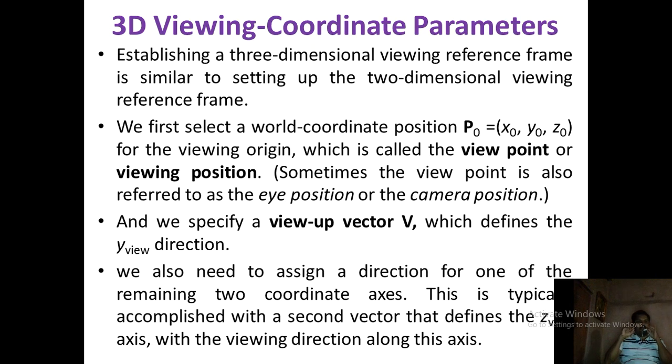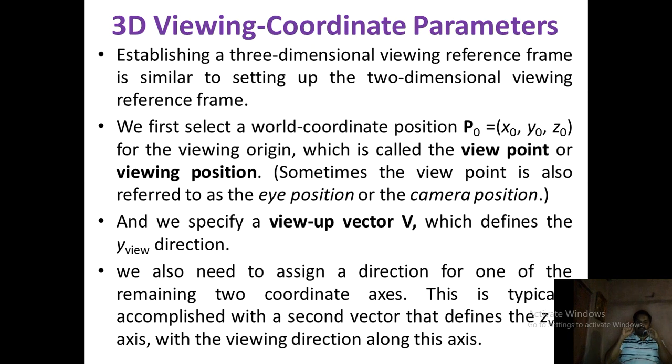Then we specify the view up vector V, which defines the Y view direction. View up vector means the orientation of our camera. The view up vector V will tell what orientation you have given that camera: whether you have tilted the camera, whether you have kept it parallel, whether you have kept it vertical. That orientation of the camera will be set by setting the view up vector V, right? That is called the Y view direction.